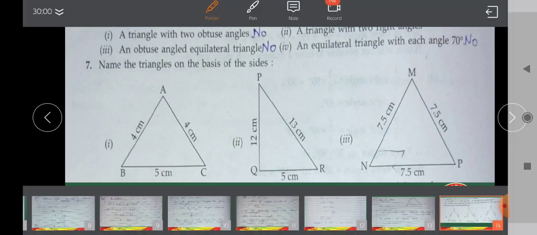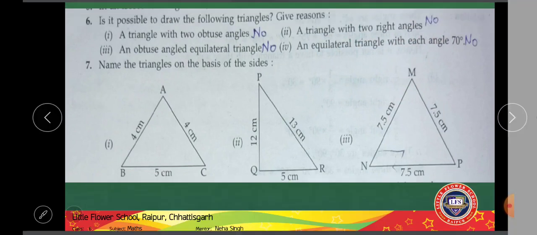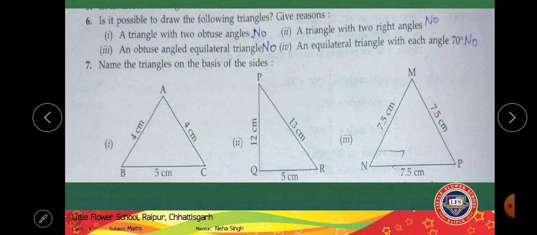Now name the isosceles triangles on the basis of the sides. See, 4, 4 and 5. Which triangle is this?